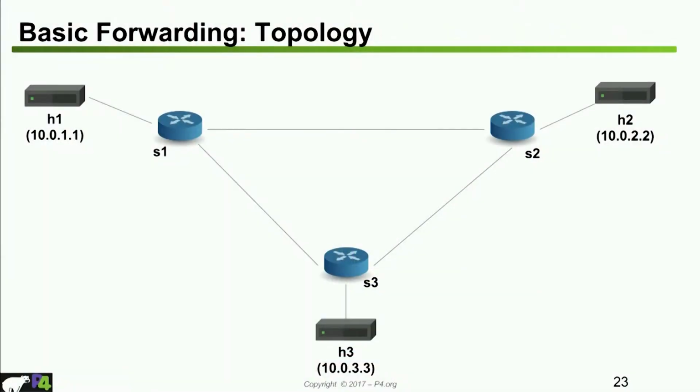And this is the simple topology that we'll set up in Mininet. It's just a single triangle topology with one host attached to each switch. So for this exercise, we'll try to send a packet from 10.0.1.1 to 10.0.2.2, so from host 1 to host 2.